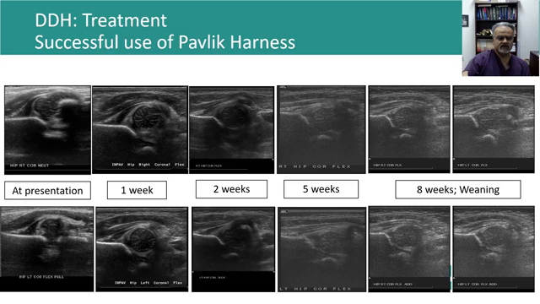So here is an example of a successful use of the harness. Here you can see at presentation, the right hip is dislocated. There's the ilium, the hip is barely touching it. And same thing on the left hip, it is unstable. At week 1, you can see some progress. The labrum is no longer interposed there. You can see the hip coming down, and same thing on the left side.